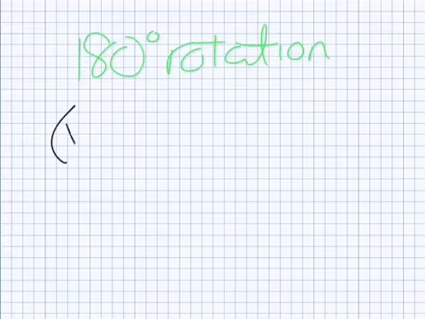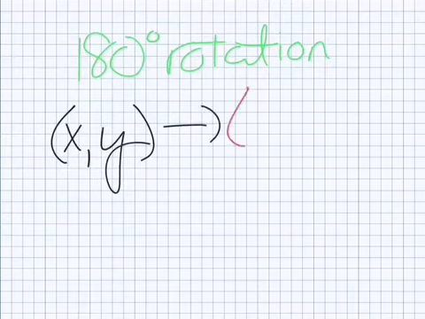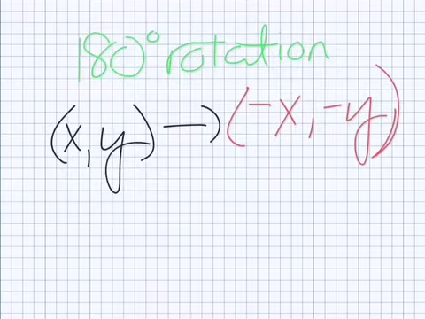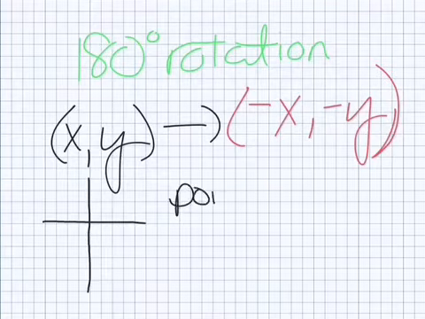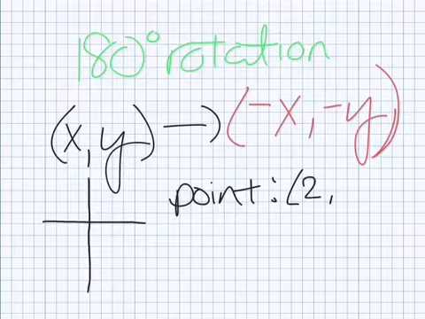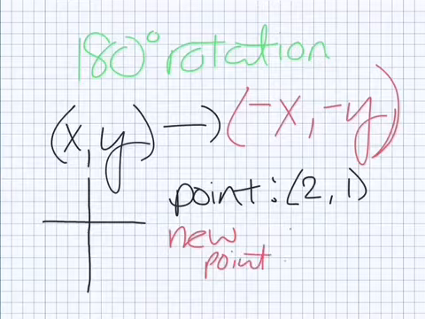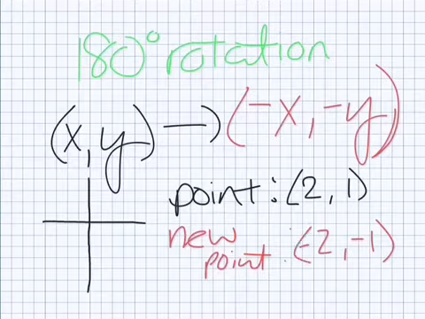The next rotation we will be doing is a 180-degree rotation. This one has the x and y coordinate remain the same, but they will be negative. For example, we have point 2, 1 that must complete a 180-degree rotation. Now make both the 2 and the 1 negative to get your new point, which will be negative 2 and negative 1. Plot that right there.